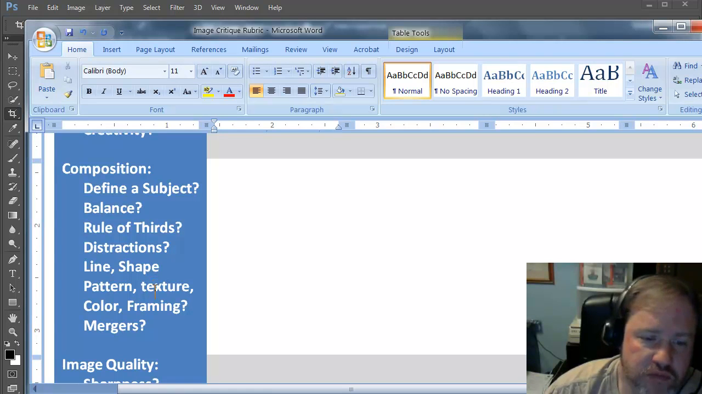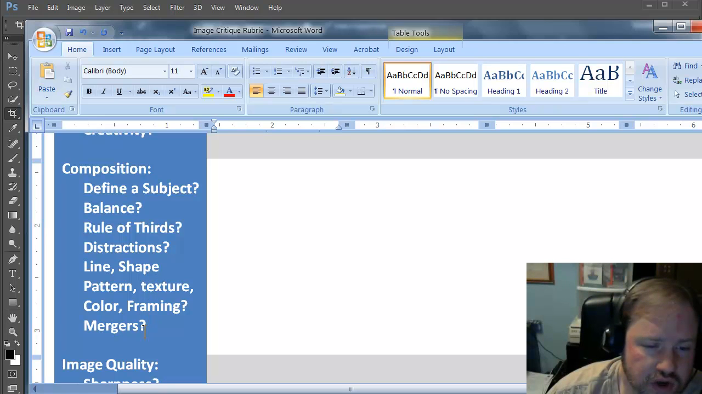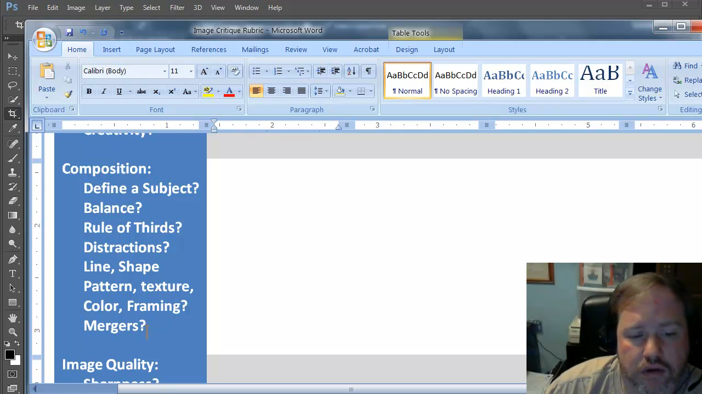Shape, the overall thing may sort of have a circular shape. There's no framing. There's no mergers. It's not really a texture shot. But it did have, like I said, line and pattern and color. So again, it's got three of those things. It does have a well-defined subject and balance. So I think I would have to score it a 4 also in composition. And there were no mergers.